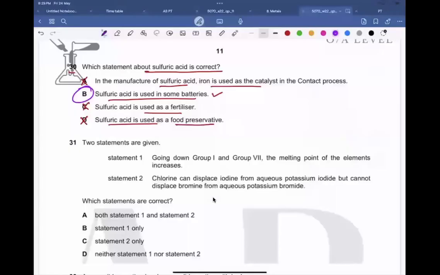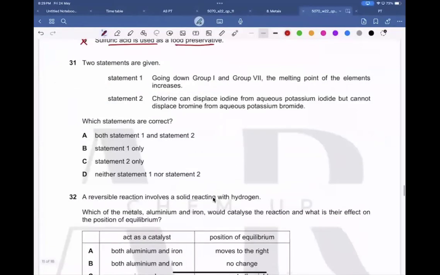Now is it visible? Question number 31. Two statements are given. Going down group 1 and group 7, the melting point of the elements increases. No, with group 1, the melting point of elements decreases. For group 7, it increases, but not for group 1.